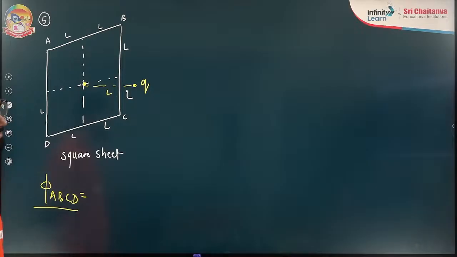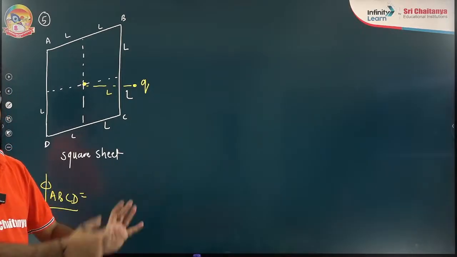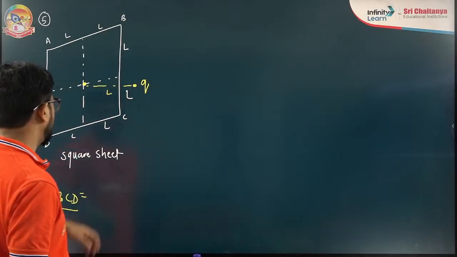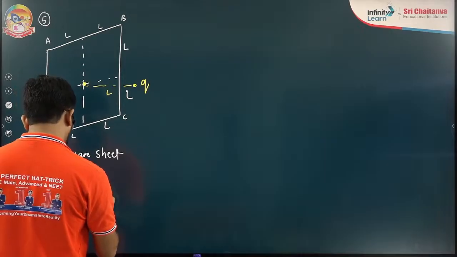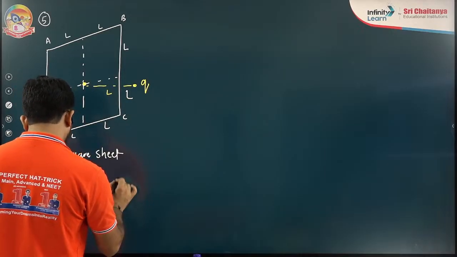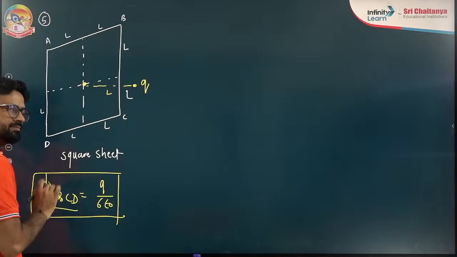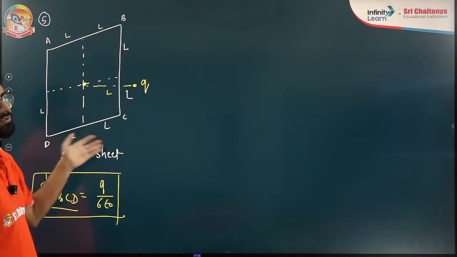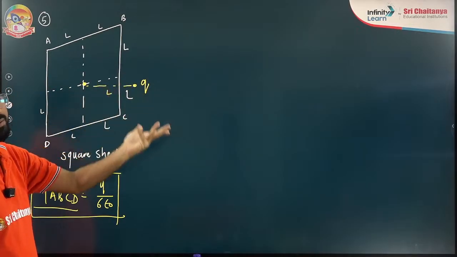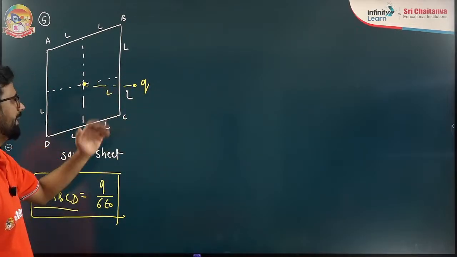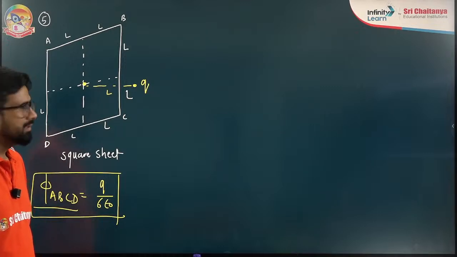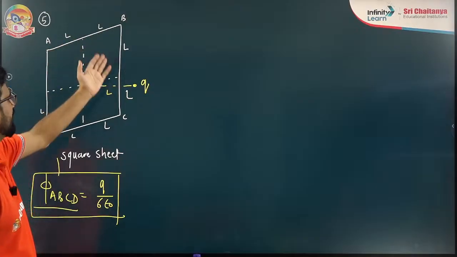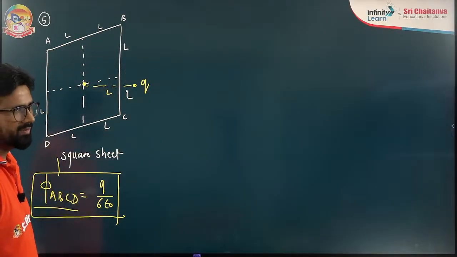Gayatri, Q by 6 epsilon naught. Correct. This is the same question that we have solved in the previous part, question 1 and question 2. So directly you will say that this is Q by 6 epsilon naught. Because the side length is 2A and the perpendicular distance is half the cube's side, that means this is 2A and this is A. Or this is 2L and this is L, we can put it and we will get the answer.